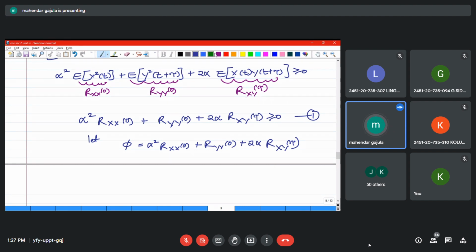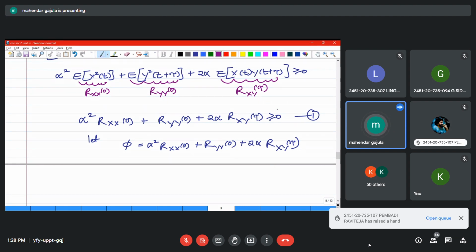Did you observe that phi is greater than or equal to 0? 0 means a minimum value, right? So what are the stationary points? Minimum points and maximum points are called stationary points.